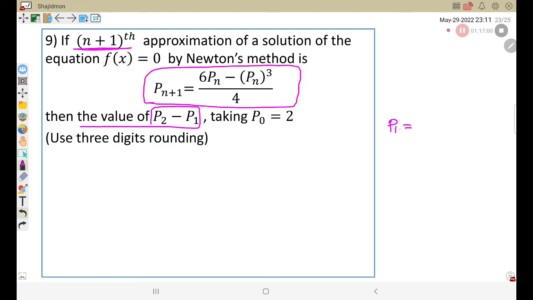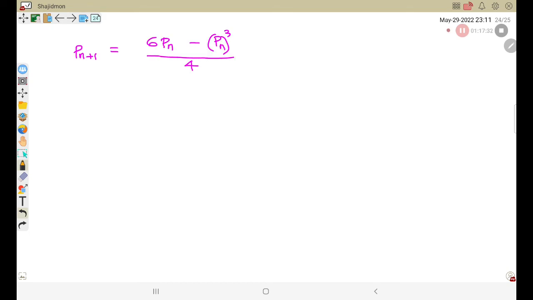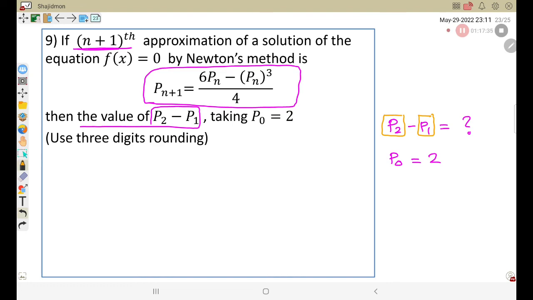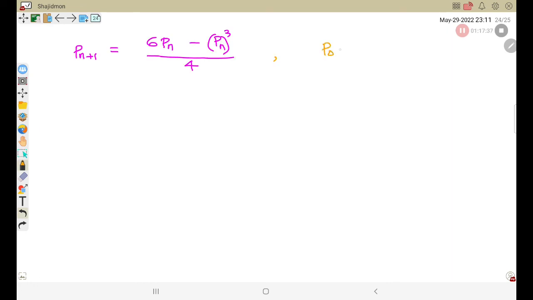P2 minus P1 equal to how much? This is the question. P0 number is given, P0 is 2. What is the value of P2 minus P1, using 3 digit rounding? For this type of question, it is easy. First calculate what is P1 and P2, then you can calculate P2 minus P1. For example, see, Pn plus 1 is this. P0 is given as 2, correct? So I am writing here P0 is 2.